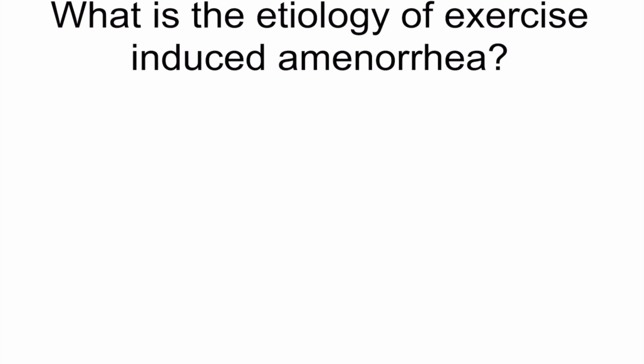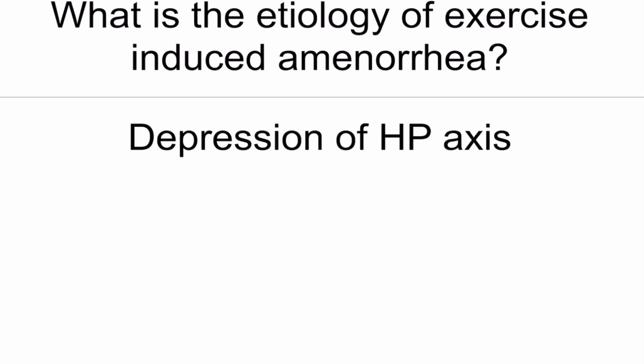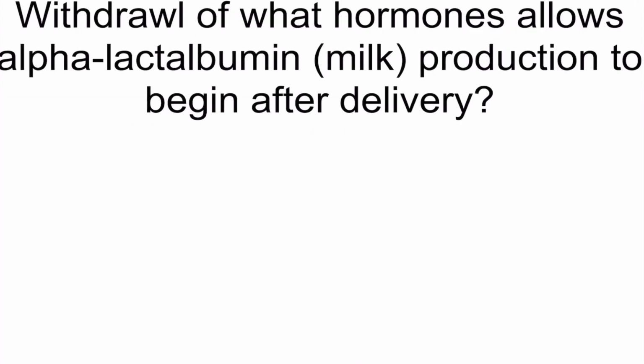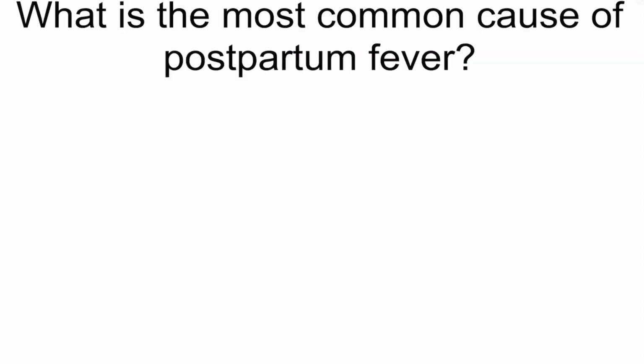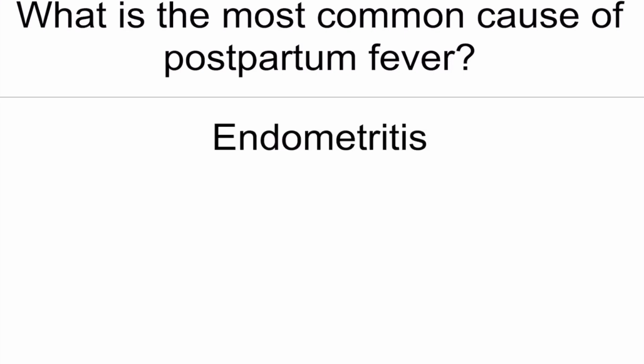What is the etiology of exercise-induced amenorrhea? Depression of the HPO axis. Withdrawal of what hormones allows alpha-lactalbumin, which is milk production, to begin after delivery? Estrogen and progesterone. What is the most common cause of postpartum fever? Endometritis. What female organs are involved in arousal and orgasm? The external genitalia, clitoris, labia, and vulva.